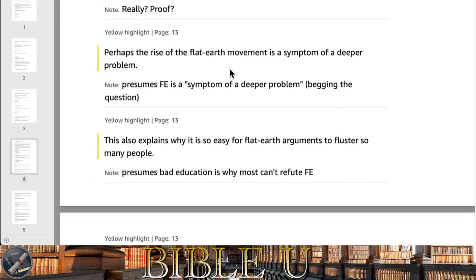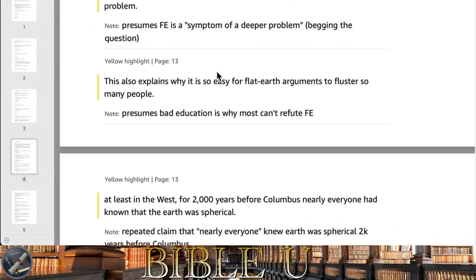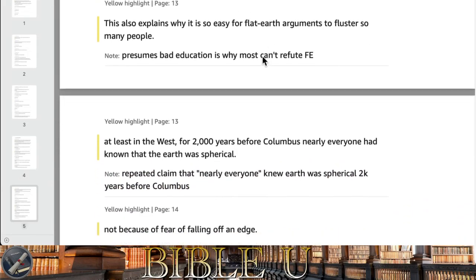And then he revisits Columbus, and he says that perhaps the rise of the flat earth movement is a symptom of a deeper problem. First, you have to establish that it's a symptom of anything. A symptom presupposes that there's something wrong with it. This is begging the question. It's a fallacy. Then he also says this also explains why it's so easy for flat earth arguments to fluster many people. He presumes that people are poorly educated, and this is why they can't refute flat earth.